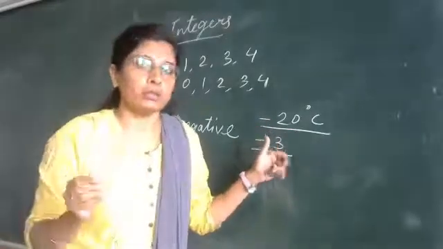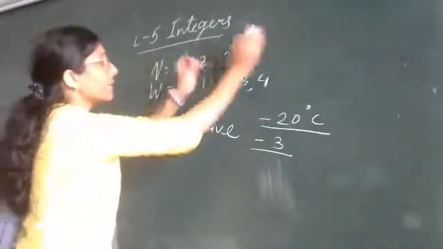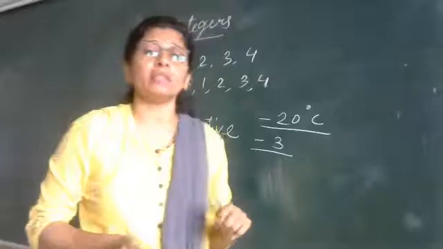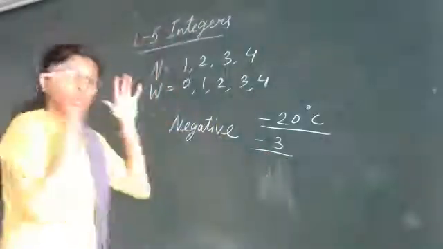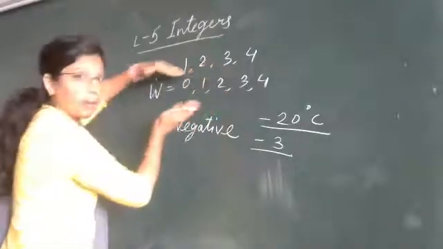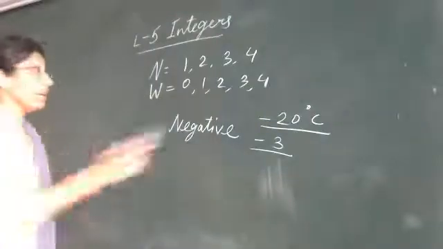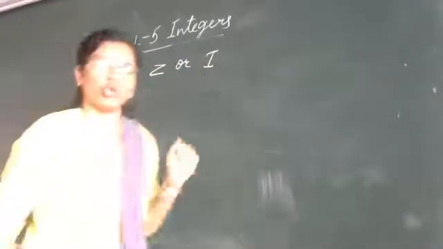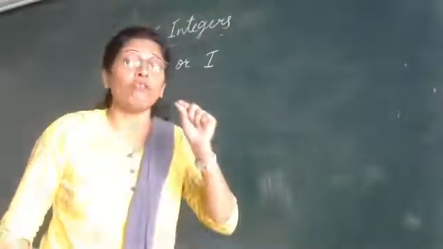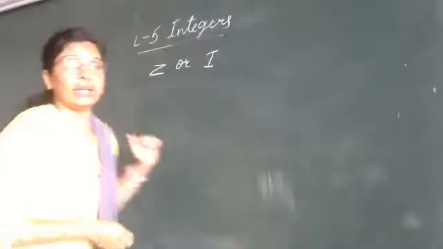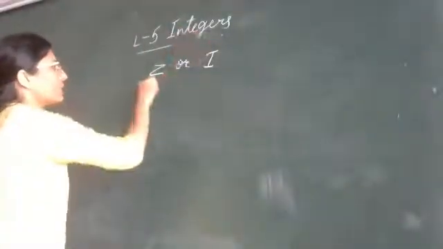Now these negative numbers and these positive numbers together are known as integers. So together, the negative numbers and the positive numbers, both together are known as the integers. And integers are denoted by capital Z, or capital I also. So what are integers? The set of negative numbers and the whole numbers together are considered as integers, denoted by Z or I.